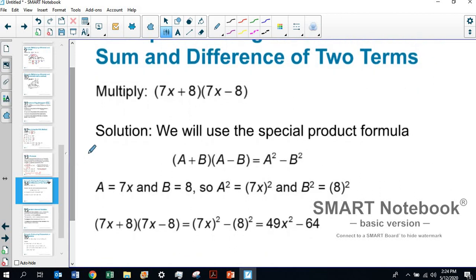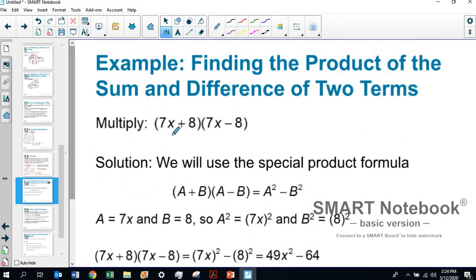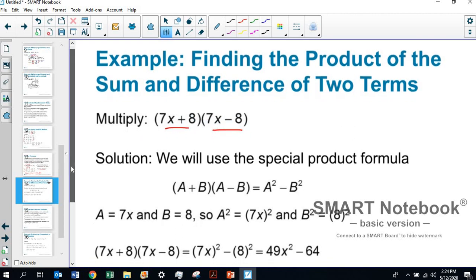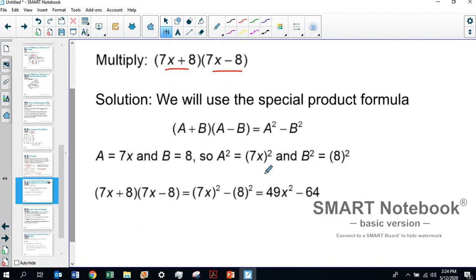If you know it's a product of 7x plus 8 and 7x minus 8, that's the difference of squares multiplying a sum and difference of two terms, then you can just square them out, right? You don't actually have to do the FOIL method. You can just do the shortcut, okay? And that's great if you remember it.